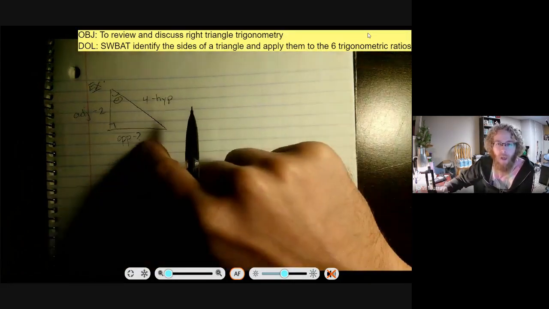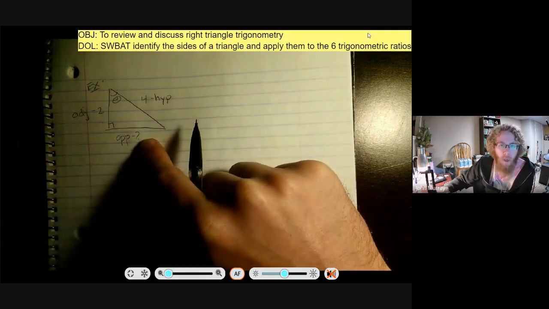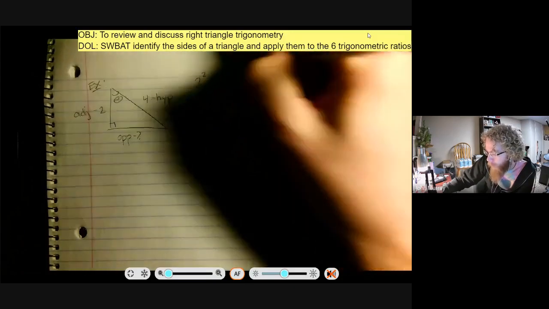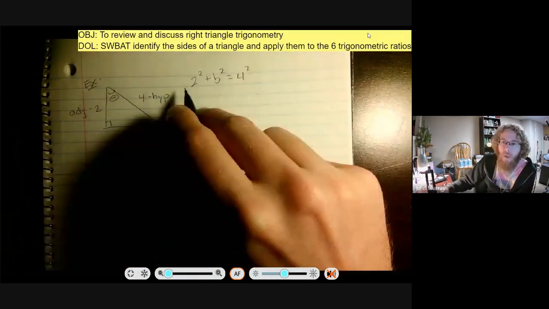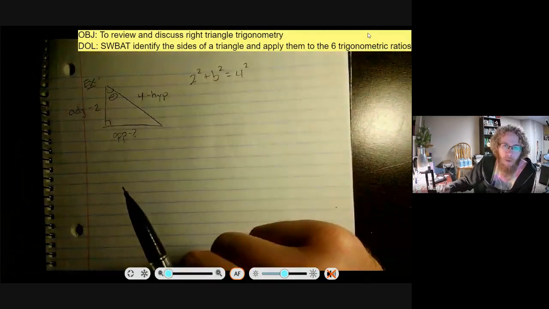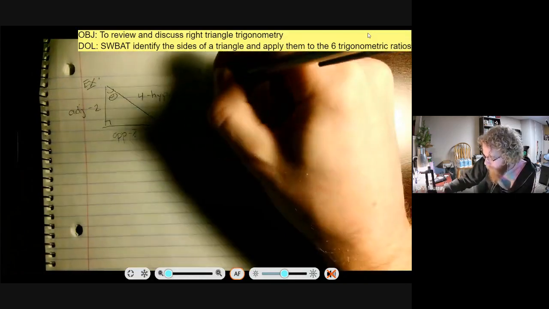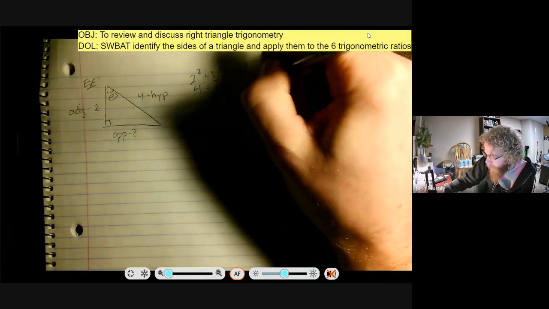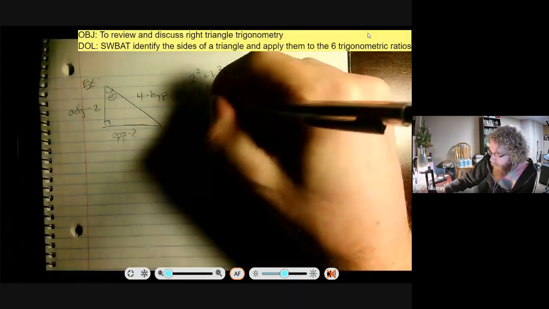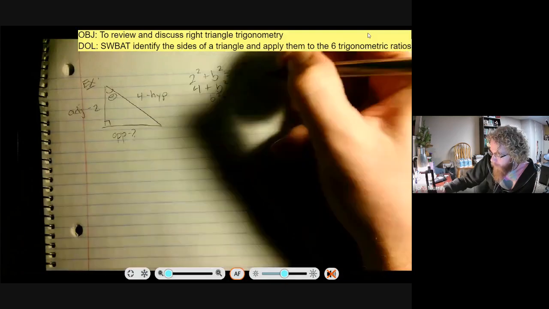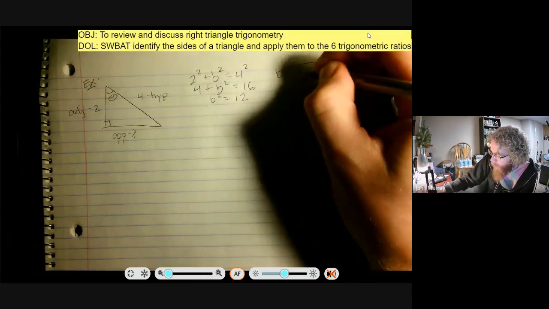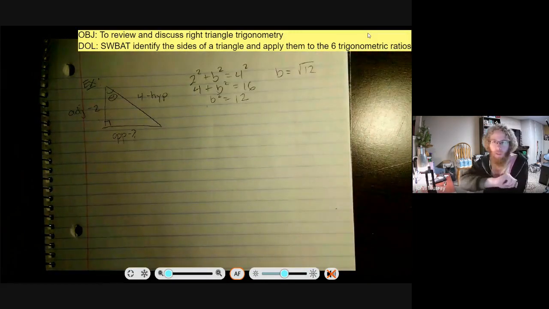All right, so this is where I was saying be careful. Now I'm looking for my A or my B. It doesn't matter which one you make which. You can do 2 squared plus B squared equals 4 squared, or you could do A squared plus 2 squared equals 4 squared. You can switch those. That's okay. Your hypotenuse has to be your hypotenuse. So here I'll do it out because this is not going to be a nice one. So I get 4 plus B squared equals 16, which would give me B squared equals 12. So B would be the square root of 12.